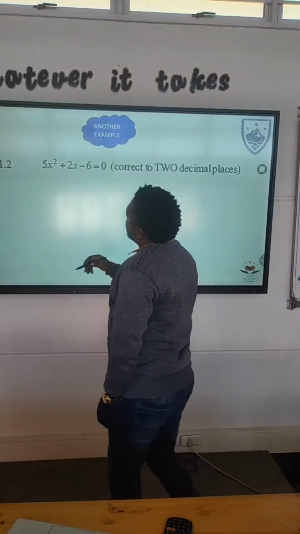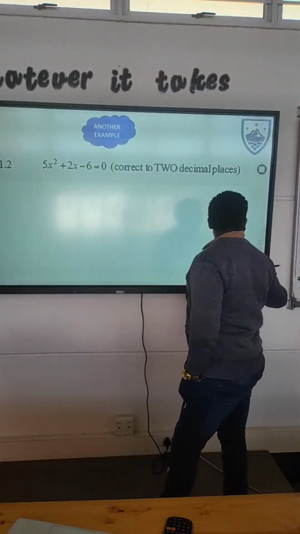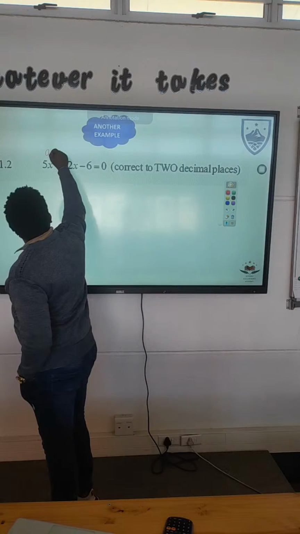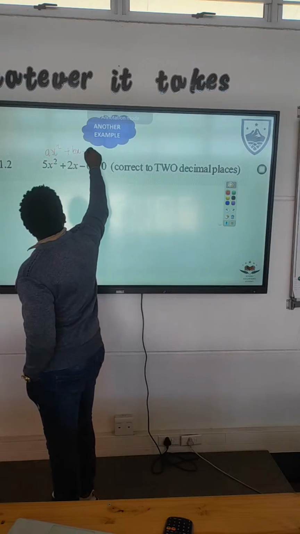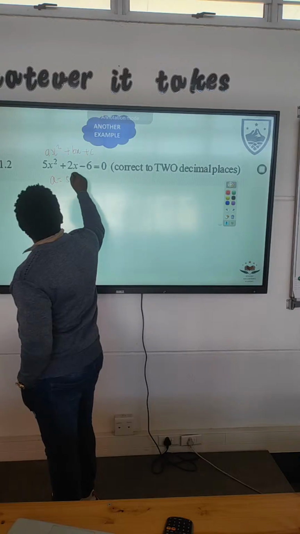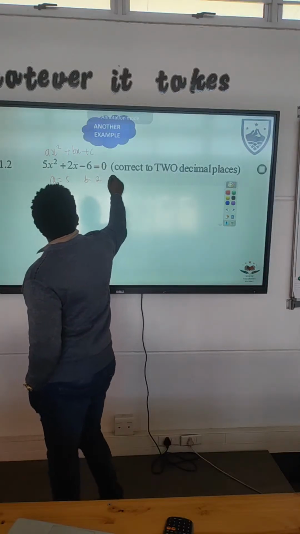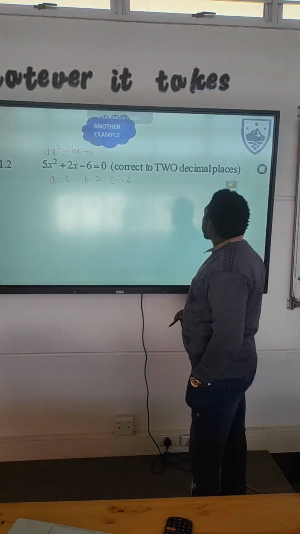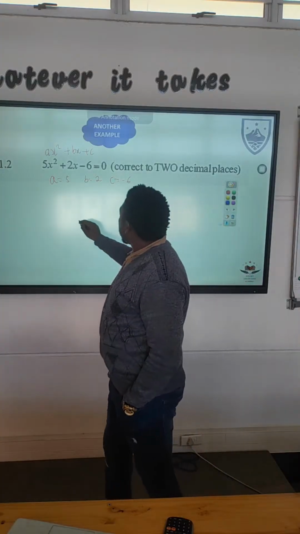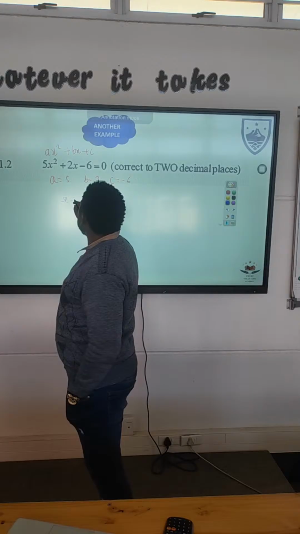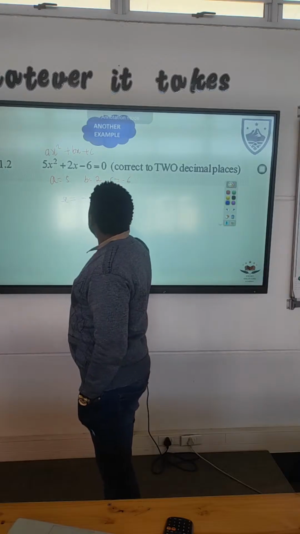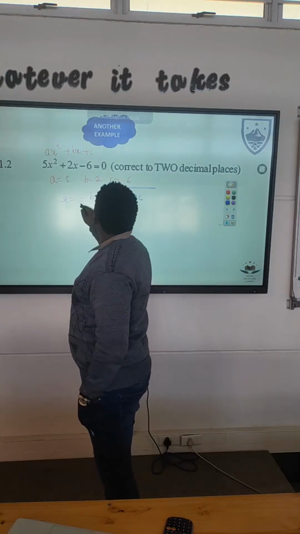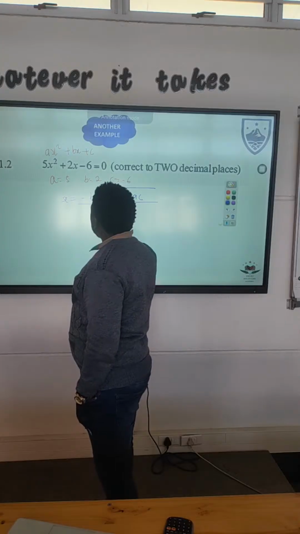This time, at least, we have the format is right. We have a 0 on the right hand side. So our ax squared plus bx plus c is okay. So our a is 5, our b is 2, and our c is -6. So it means we go straight to substituting into our quadratic formula. So our x will be -b plus minus the square root of b squared minus 4ac, and everything over 2a.